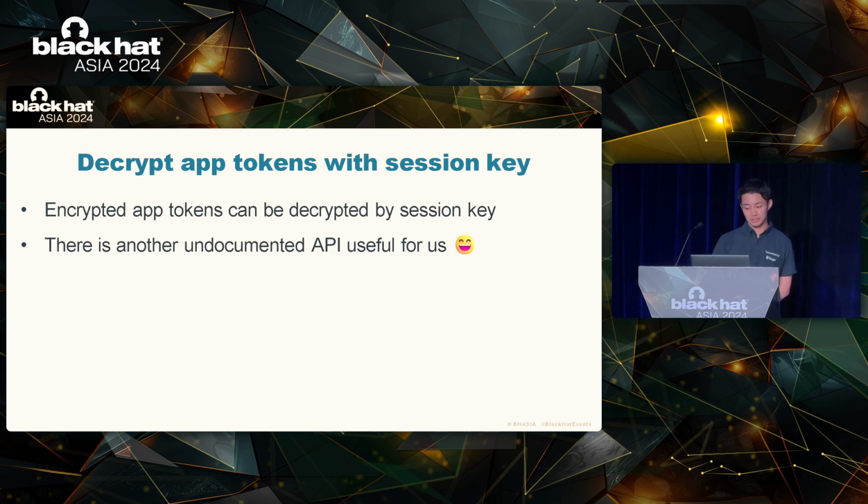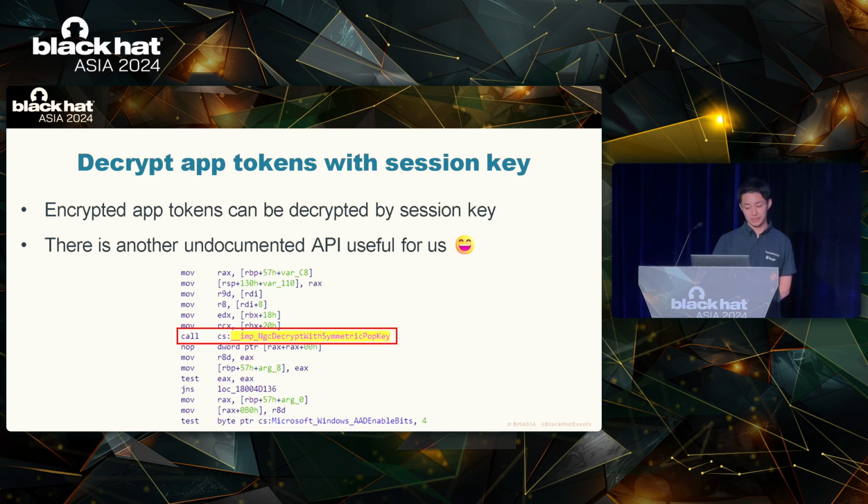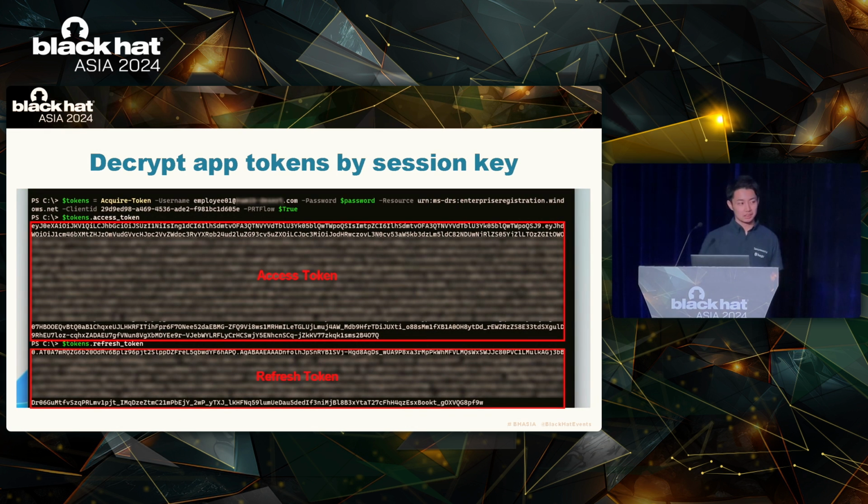And I found that there is another undocumented API, which is the NGC decrypt with symmetric PoP key. By analyzing the usage of the undocumented API, I confirmed that we can decrypt the encrypted app tokens with the session key decrypted and stored in TPM, and we can acquire an access token and also a refresh token for API access to the cloud as well.